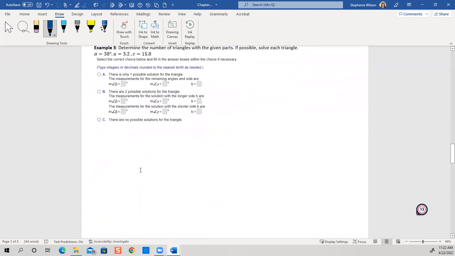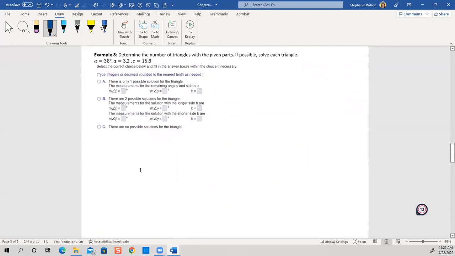Okay. Example 3 says determine the number of triangles with the given parts. And if we have 1 or 2 triangles, we need to give the actual angles and sides that are missing or that are unknown. Okay. So if you notice, we got these possibilities: 1 triangle, 2, or no. Okay. So what I want to do is look at what I have. I have 1 angle and 2 sides. So if I have 1 angle and 2 sides, now I need to go back and look at the rules and see what it says.